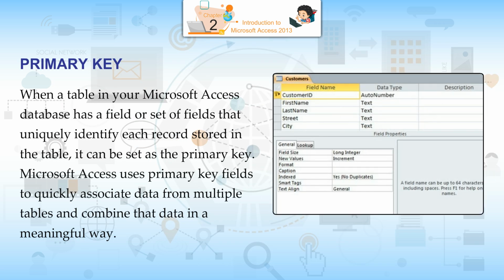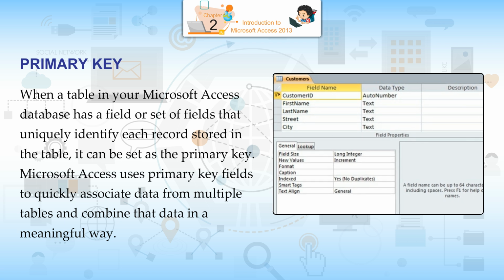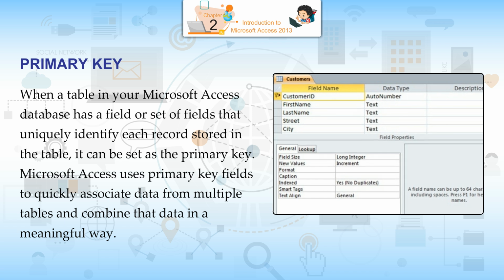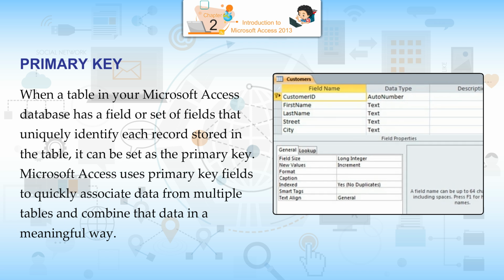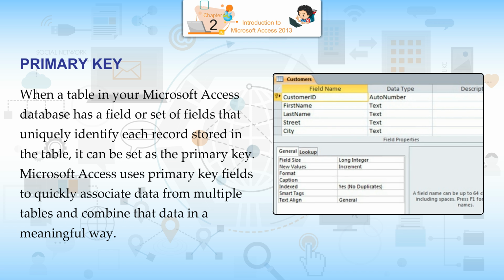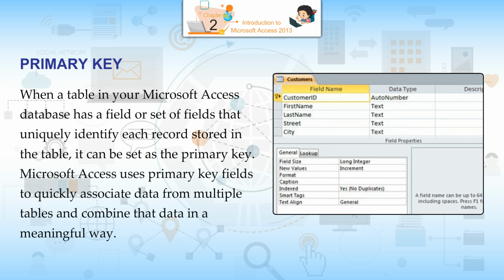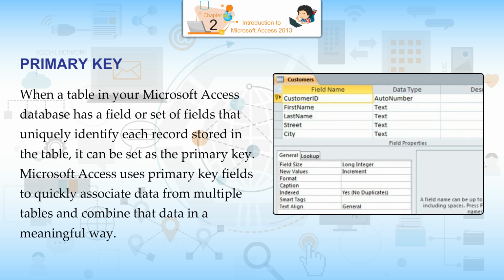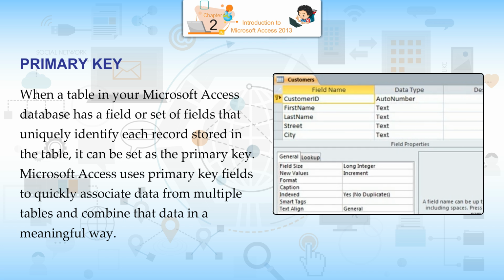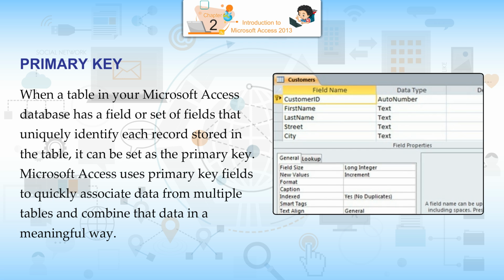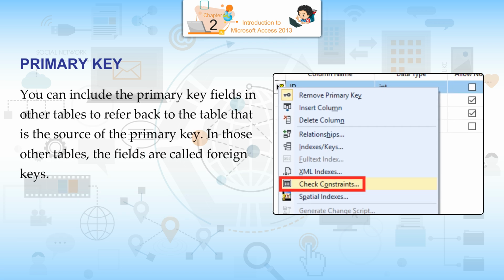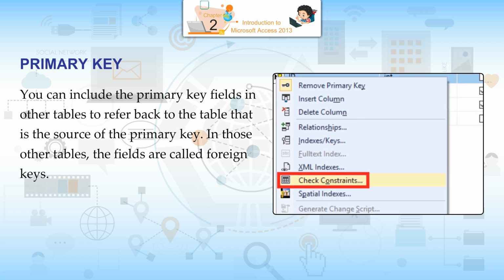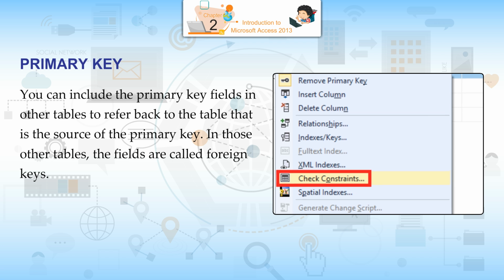Primary key. When a table in your Microsoft Access database has a field or set of fields that uniquely identify each record stored in the table, it can be set as the primary key. Microsoft Access uses primary key fields to quickly associate data from multiple tables and combine that data in a meaningful way. You can include the primary key fields in other tables to refer back to the table that is the source of the primary key.